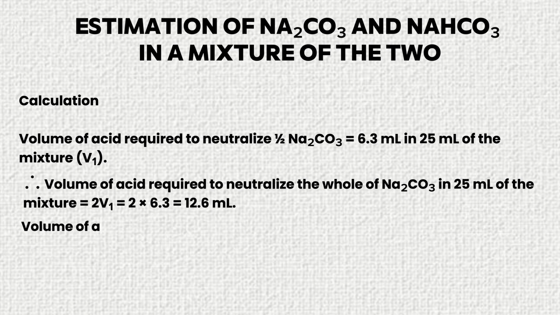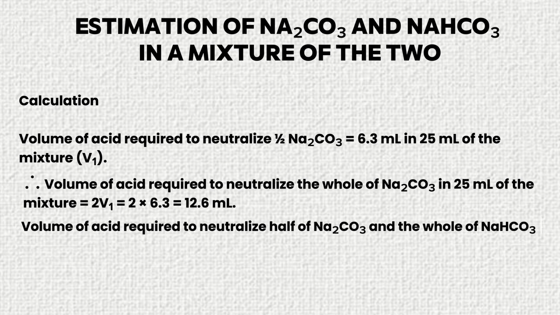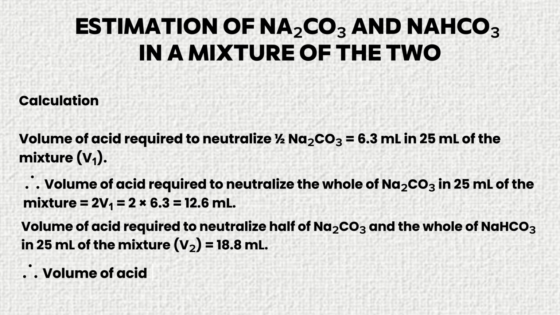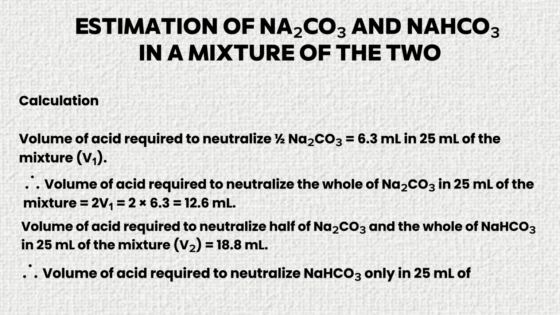Volume of acid required to neutralize half of sodium carbonate and the whole of sodium bicarbonate in 25 milliliters of the mixture, V, is equal to 18.8 milliliters. Therefore, the volume of acid required to neutralize only sodium bicarbonate in 25 milliliters of the mixture is equal to V, which is 18.8 minus 6.3, equal to 12.5 milliliters.